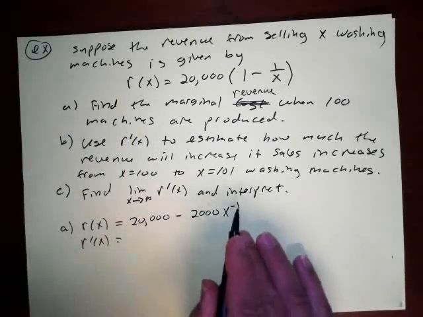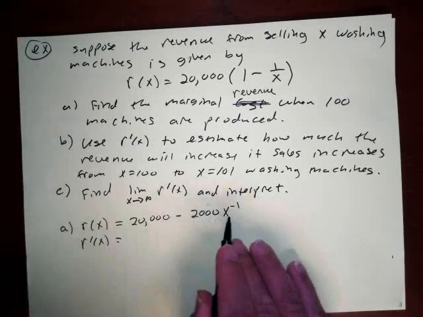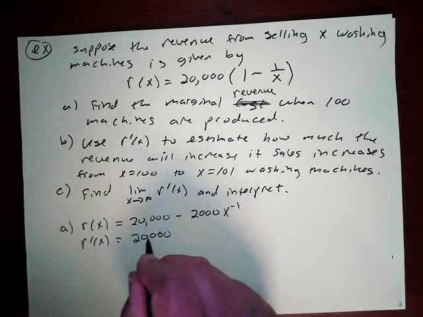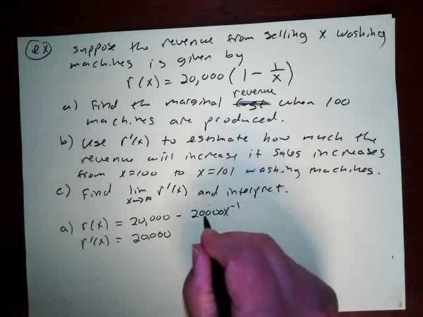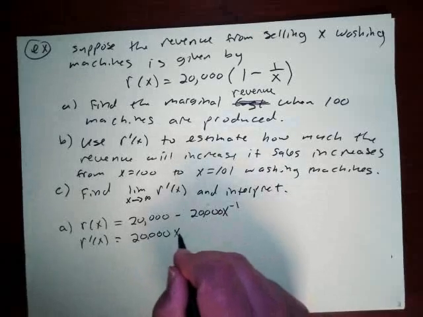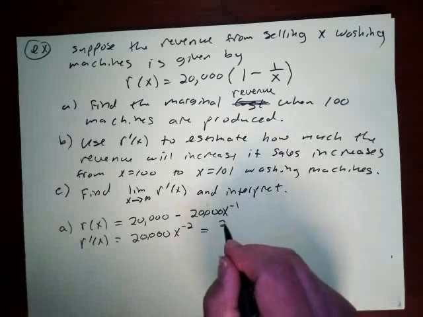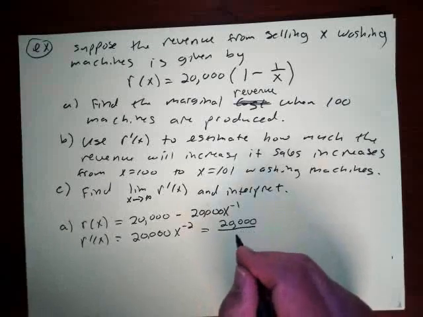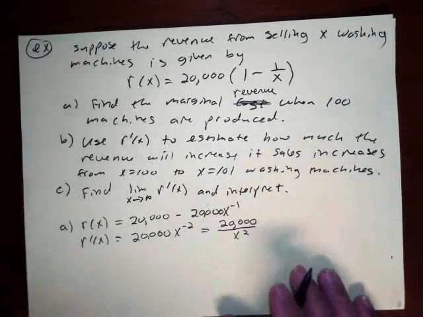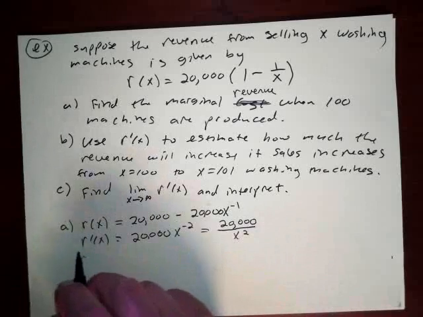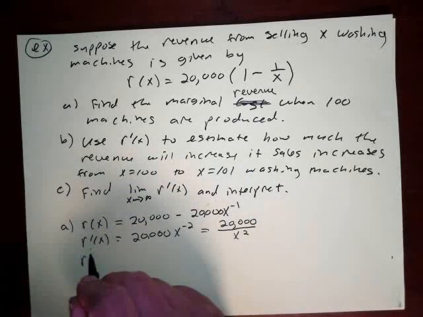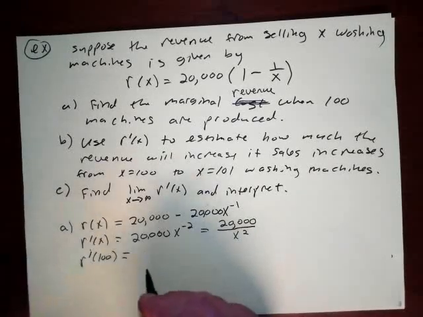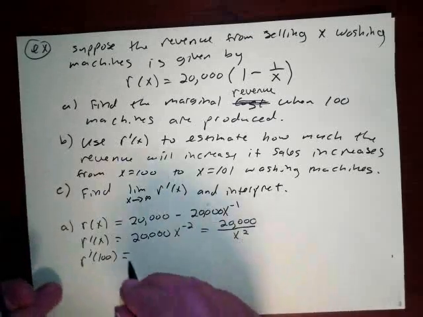This will go away. The negative 1 comes down, making that positive, and then I subtract 1 from the exponent. So I get 20,000 times x to the negative 2, which I could write as 20,000 over x squared. It wants to know the marginal revenue when you sell 100 washing machines, so now I'm just plugging in 100.